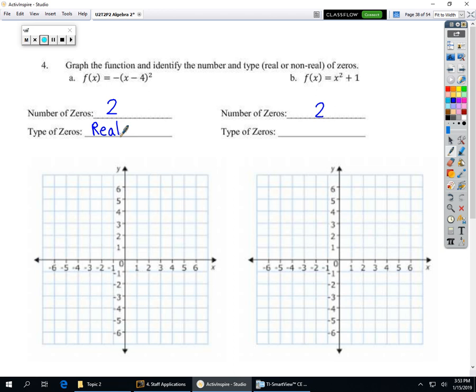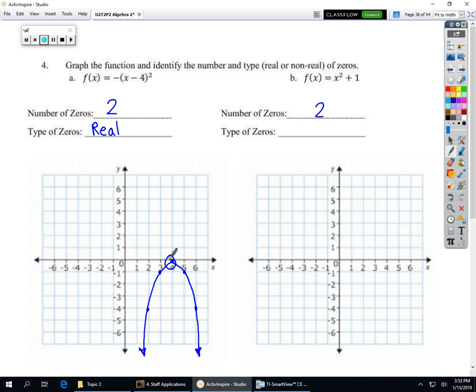If I actually look at the graph, you can get this either through a calculator or just memorize the shape of the graph. This is what your graph should look like. So the zeros are real because it does cross the x-axis at some point.